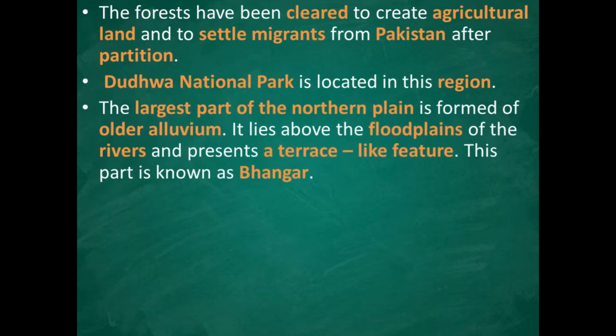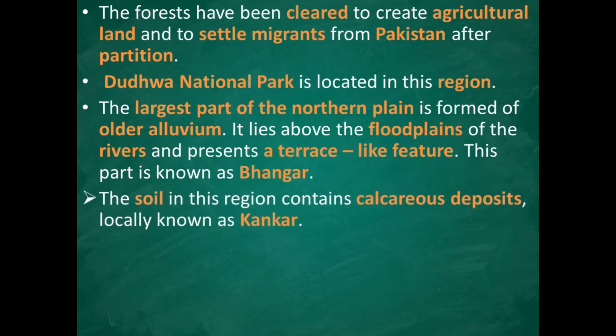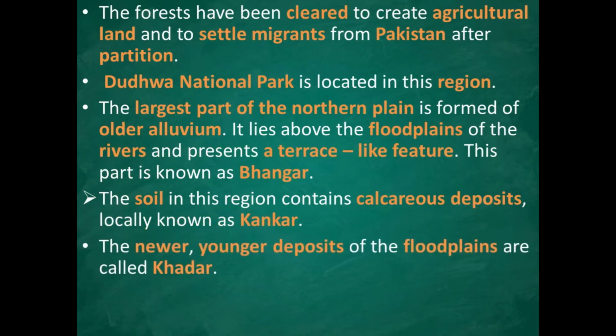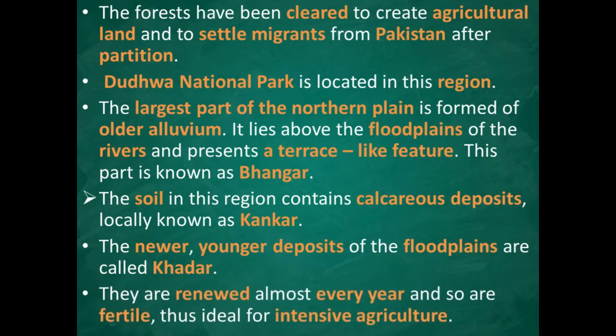The largest part of the northern plain is formed of older alluvium. It lies above the floodplains of the rivers and presents a terrace-like feature. This part is known as Bangar. The soil in this region contains calcareous deposits, locally known as Kankar. The newer, younger deposits of the floodplains are called Khadar. They are renewed almost every year and so are fertile, thus ideal for intensive agriculture.